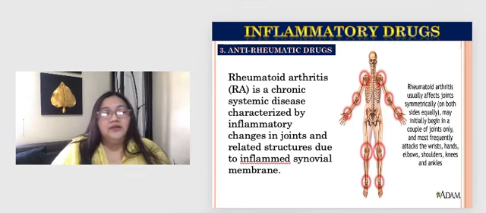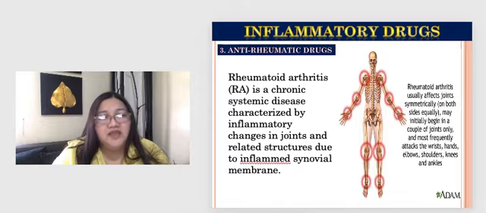Alright? Next group of drugs are drugs which we call DMARDs, no? Disease-modifying anti-rheumatic drugs. Alright? And one is an anti-rheumatic drug for rheumatoid arthritis.